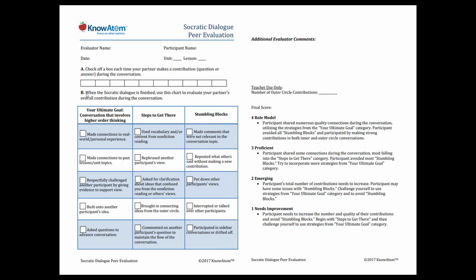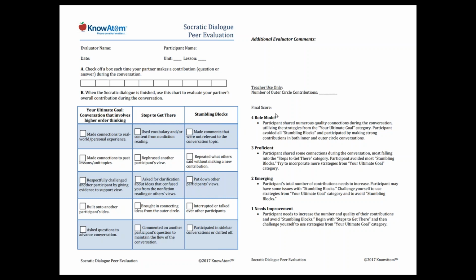Okay. Another piece, this is set up like a rubric, okay? Are they meeting their ultimate goal, or are they experiencing stumbling blocks, or are they somewhere in between? Okay, so this helps students who are being evaluated to see where they need to improve. And then of course you can assign points and do things like that if you want.